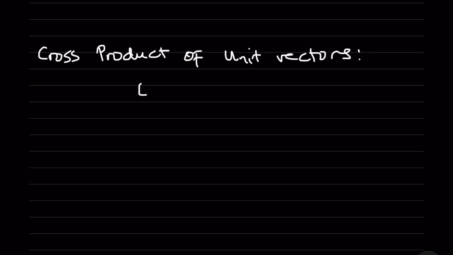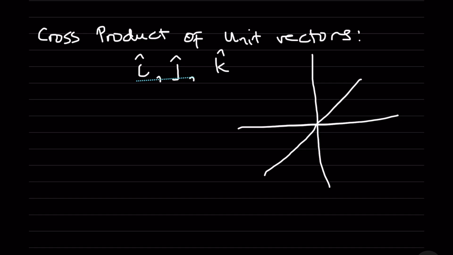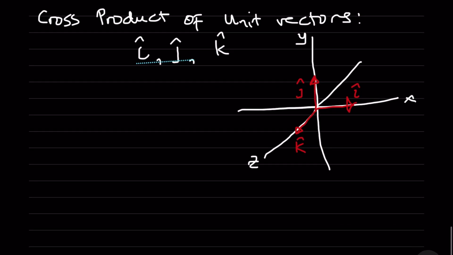What about the cross product of unit vectors? Again, the unit vectors are i hat, j hat, and k hat. And let us first recall that i hat is directed towards the positive x-axis, j hat towards the positive y-axis, and k hat is directed towards the positive z-axis.